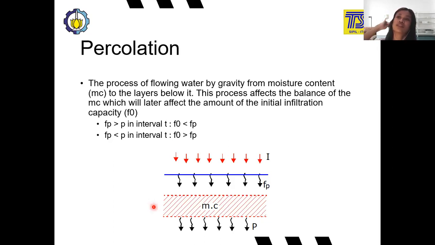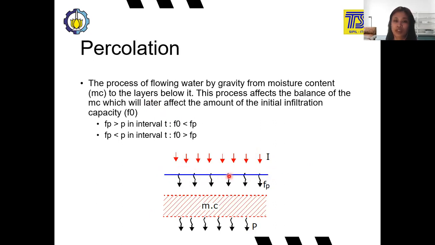And after infiltration, some of the water infiltrates, and if the water stops in the soil moisture and makes the soil moisture full, the moisture content is already full. So some of the water can also be transported into the groundwater level, which is called percolation. Percolation is the process of water flowing by gravity from the moisture content, MC here, to the layers below it. Here we have the soil surface, the blue line. Here we have the rainfall.